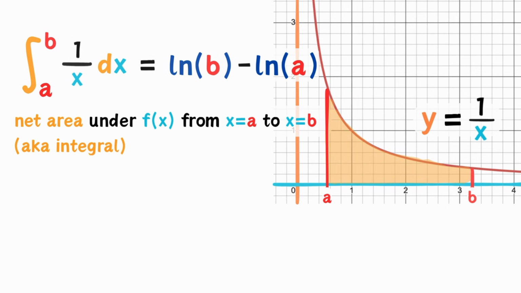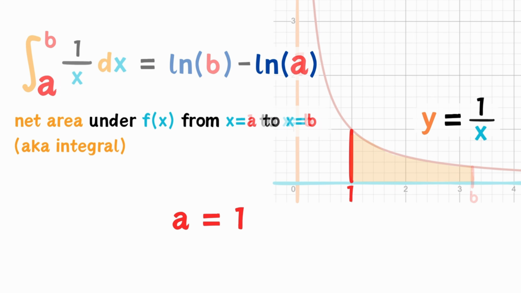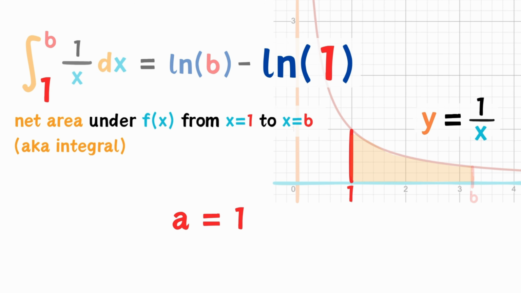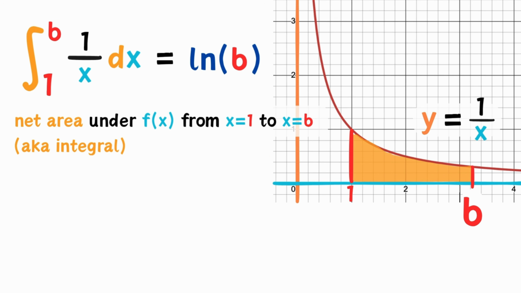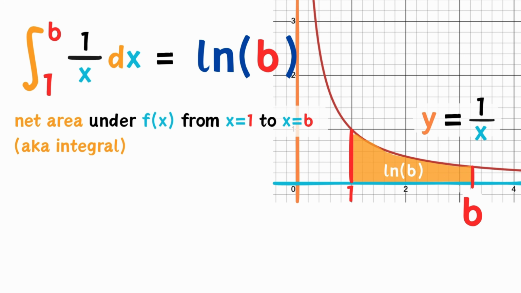If we set our lower bound, a, to 1, notice that the natural logarithm of 1 equals 0. Thus, we know that the area under the curve from 1 to any number, b, is equal to the natural logarithm of that number, or the natural logarithm of b.